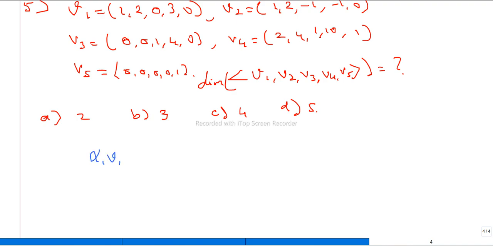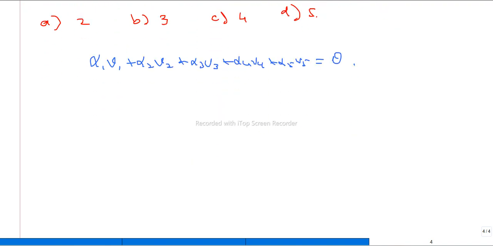So alpha 1 times V1 plus alpha 2 times V2 plus alpha 3 V3 plus alpha 4 V4 plus alpha 5 V5 equal to 0, that is the zero vector. If you take this linear combination equal to 0, you have to prove whether all scalars are 0 or not. So how to prove this one? You have to form a matrix equation, right? Here, if you substitute the values, you can write the matrix equation. Here the unknowns are alpha 1, alpha 2, etc., alpha 5.